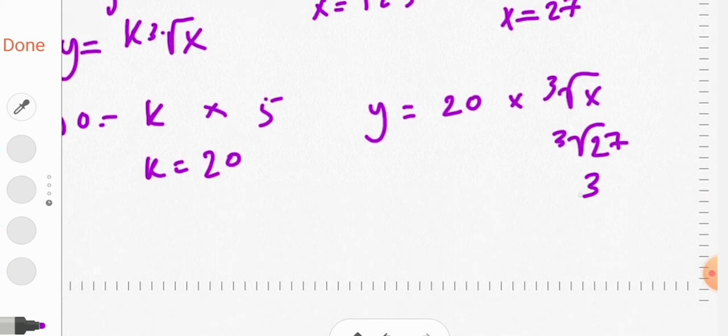Okay, so y equals 20 times 3, which is y, but what is y? 20 times 3? Exactly. Happy days. 60. So therefore, y is 60.